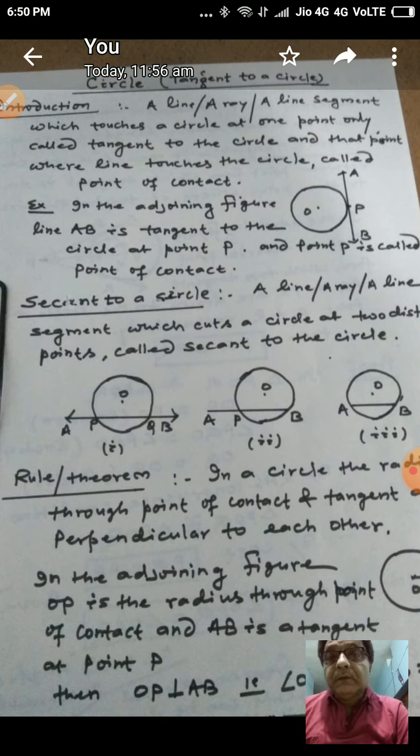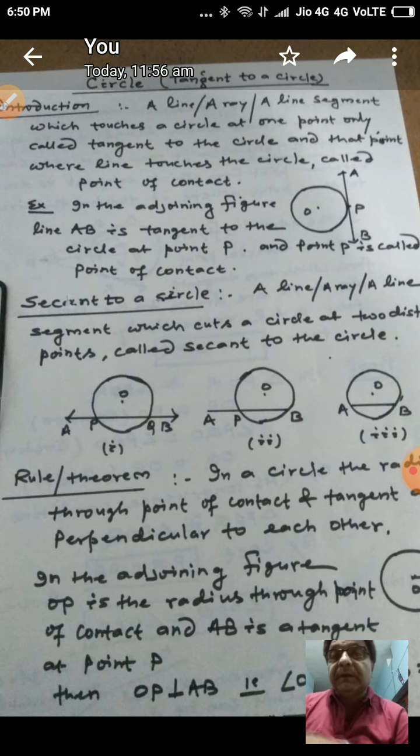Actually, in geometry, a line or a ray or a line segment which touches a circle at one point only is called a tangent to the circle, and that point where it touches the circle is called the point of contact. This point of contact is a common point for both the circle and the tangent, that is, the line or ray or line segment which is drawn touching the circle at that point.